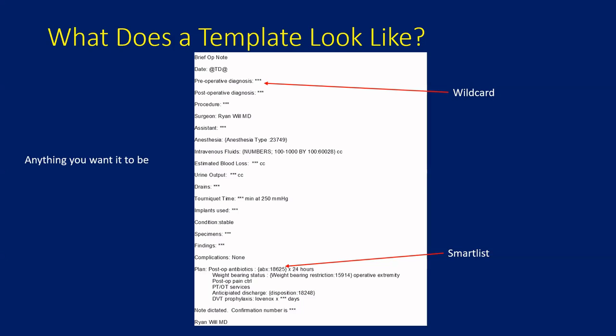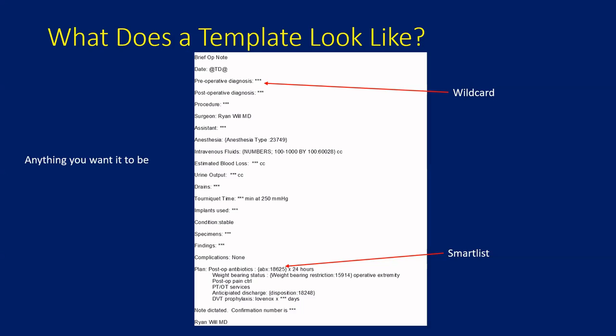I've got today's date. Those 3 asterisks in a row are called wildcards. In Epic, you can use F2 to scroll through there, and you can fill those in with free text pretty easily, but you don't have to click with your mouse. Anesthesia type, fluids, what my plan is at the bottom. I've got my plan so that it's easy for those on my team to know what I think the patient should be doing.